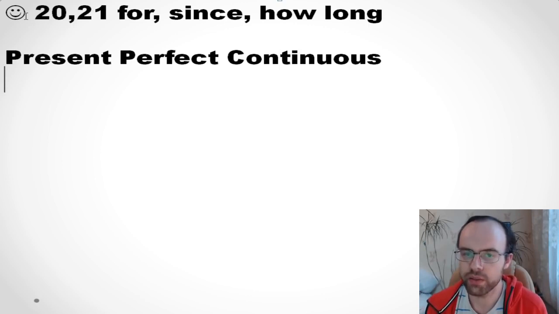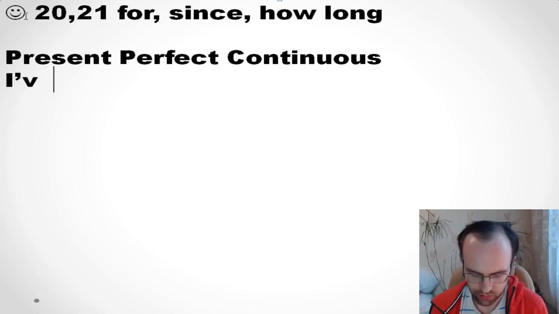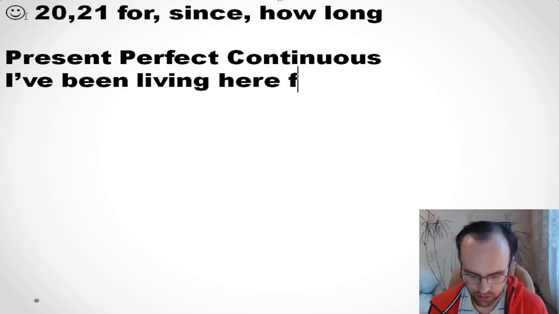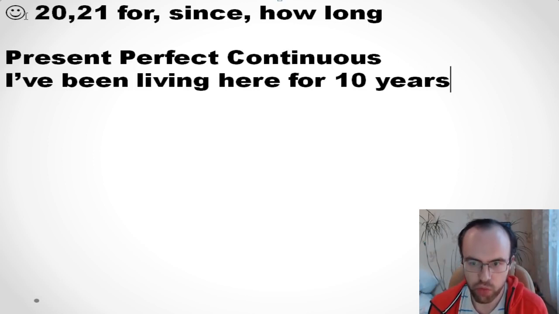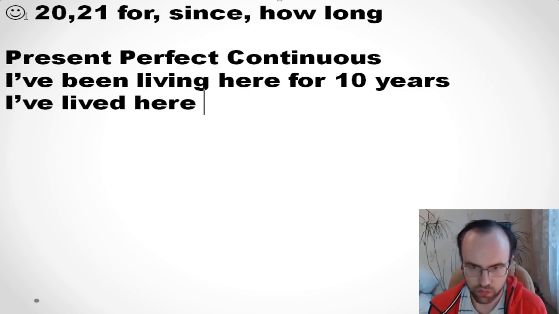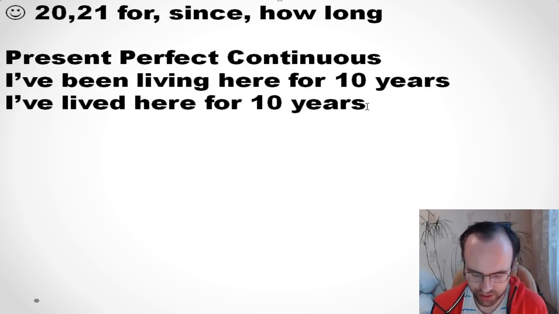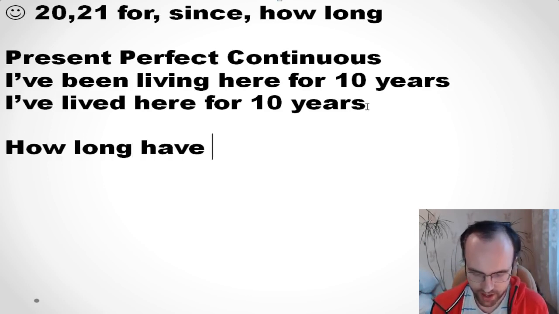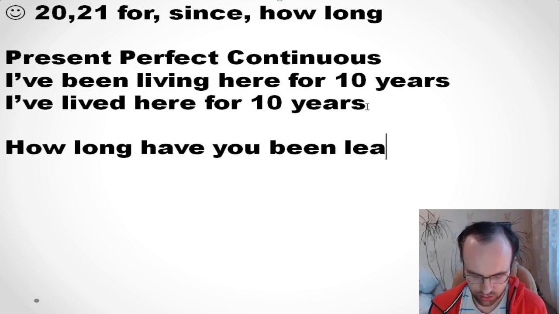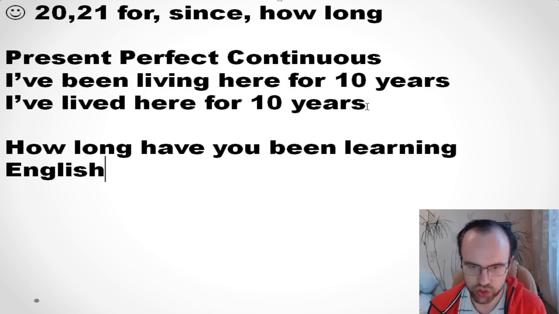So, for example, I've been living here for 10 years, but it's also possible to say, I've lived here for 10 years. It's also possible, yeah? For example, if you look at how long have you been learning English? So we use present perfect continuous.